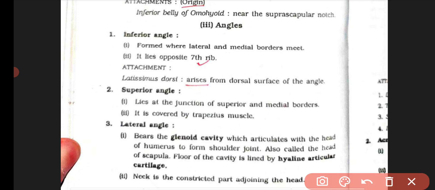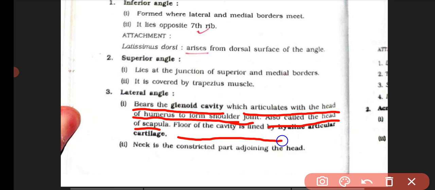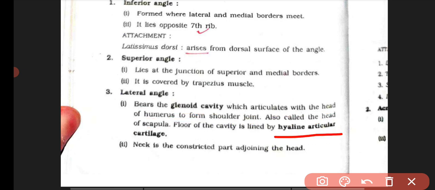And the lateral angle, the most important, is the lateral angle. It bears the glenoid cavity, which articulates with the head of the humerus to form the shoulder joint, also called the head of the scapula. The floor of the cavity is lined by hyaline articular cartilage. Beneath the glenoid cavity lies the neck of the scapula.